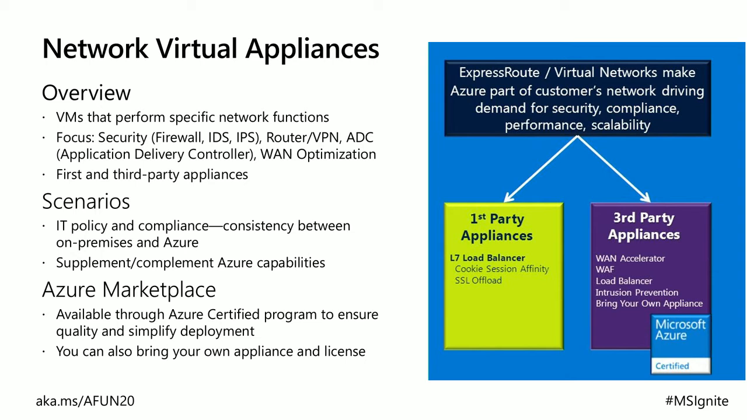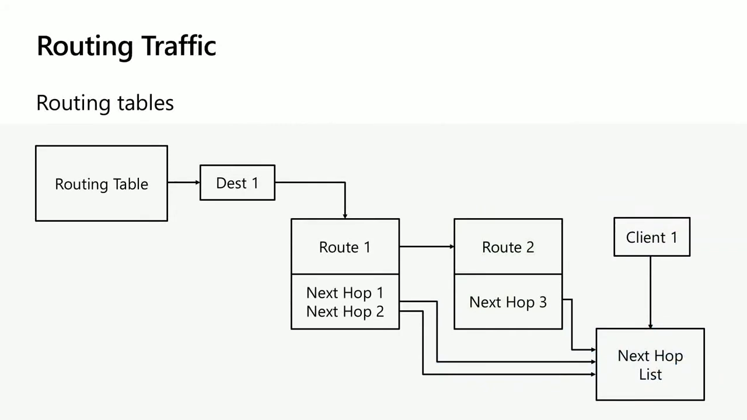We have them from both first-party and third-party offerings. You can just go to the Azure Marketplace and pick those appliances that we have available. You can also bring your own if you have licenses for things. So there are options if you have very custom security setups on your own on-prem network, and you want to connect that and replicate that with Azure.